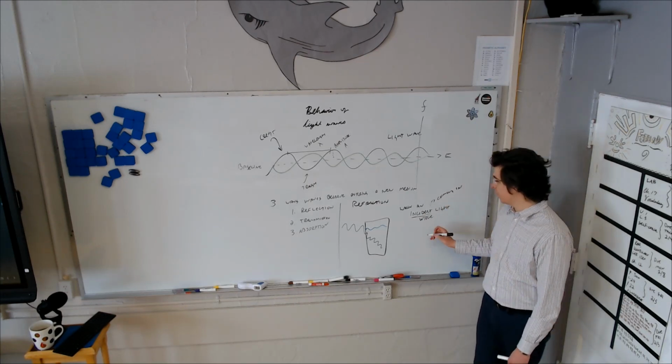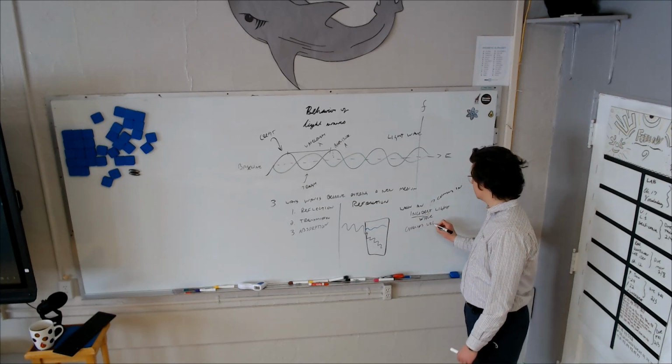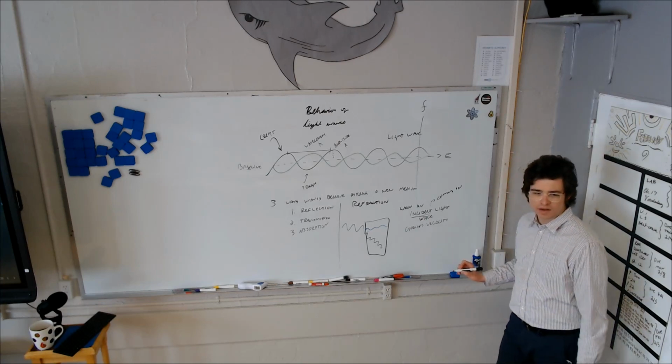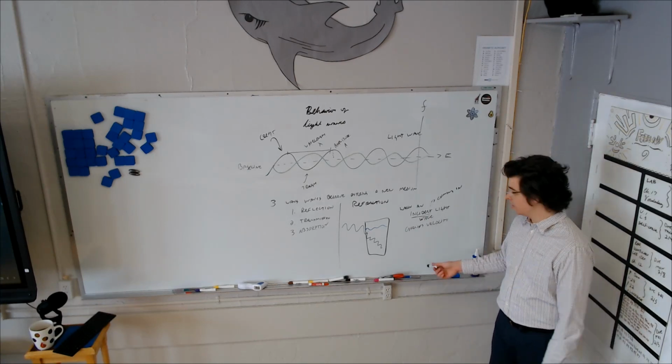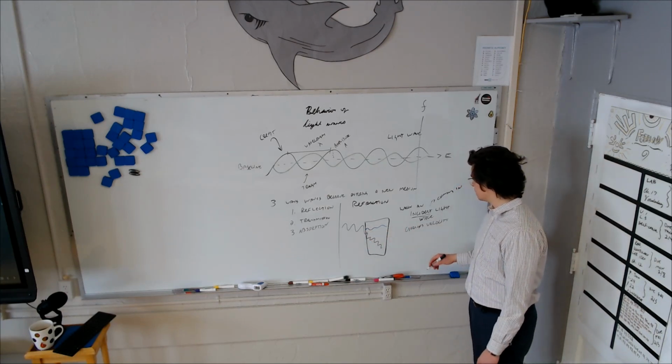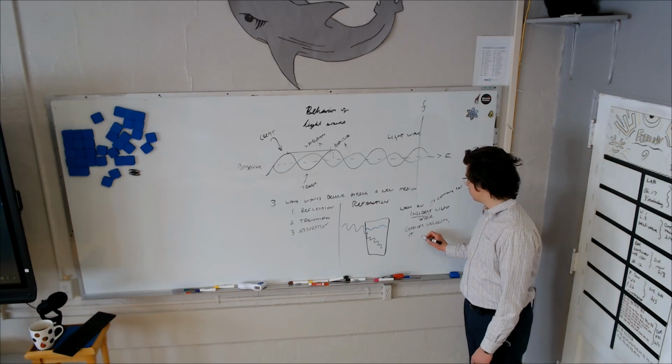When an incident light wave enters or changes velocity, why? Because it's doing what? Because what else is changing? What's the frequency? A little bit, but the medium changes, right? So therefore the velocity changes. When an incident light wave changes velocity, it bends.